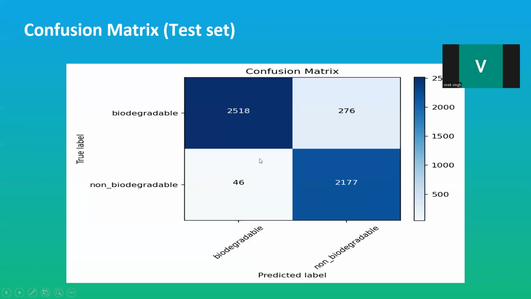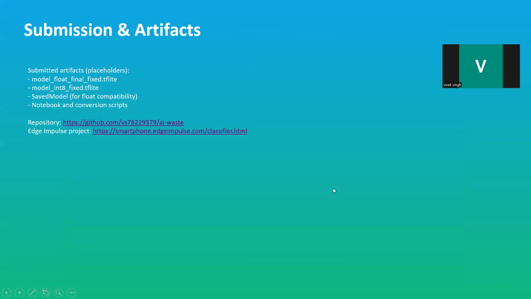And this is the confusion matrix of the project. So 2,518 images are classified correctly into biodegradable, and 276 are wrongly classified, and in non-biodegradable 46 are wrongly classified, and 2,177 are correctly classified.